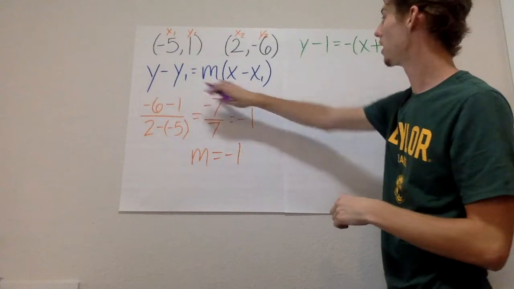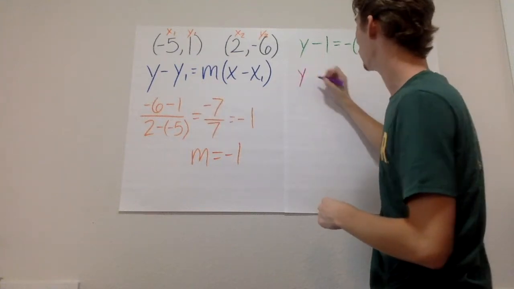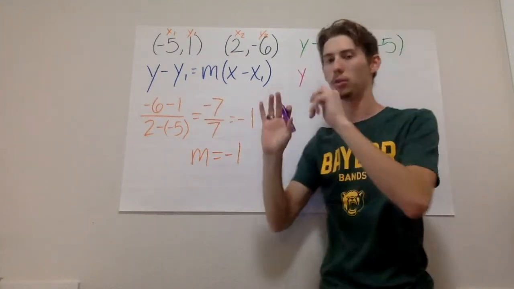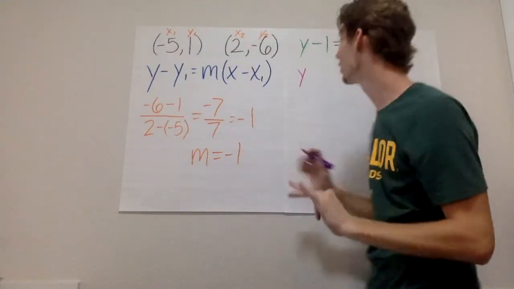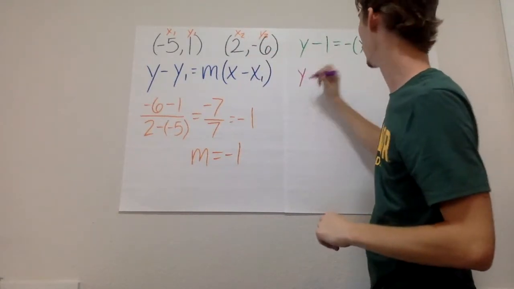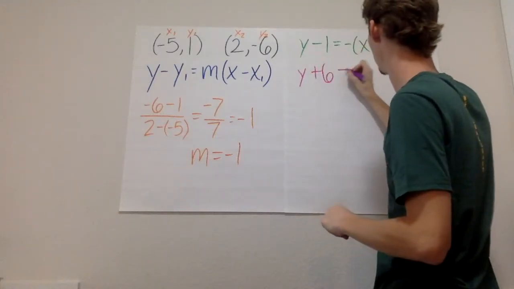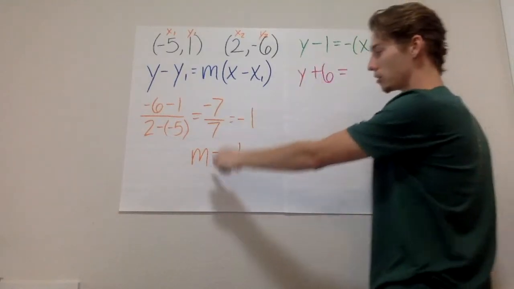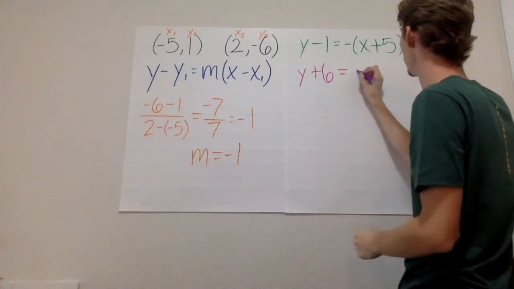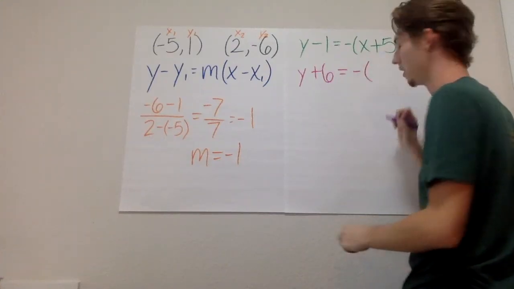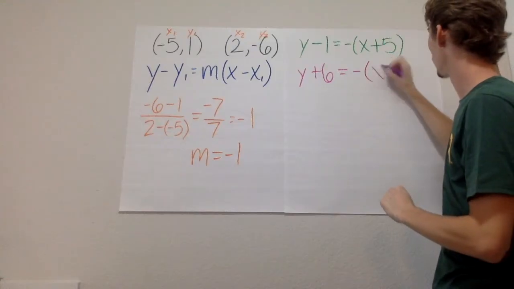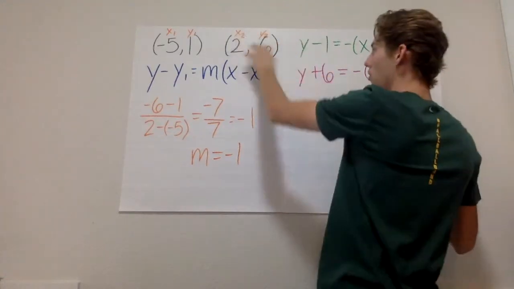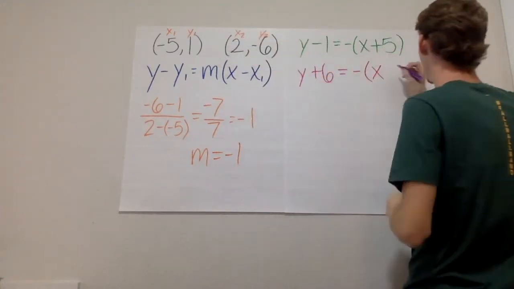Okay, so same thing here. We've got y minus, and instead of y1, we're going to use y2 this time, because all it is is a point. And it's minus negative 6, which is going to be plus 6. And then the slope hasn't changed, so this is still just going to be a negative 1 on the outside. And then that's times the quantity of x minus, and we're using this point, so we're going to use 2 as our x value.